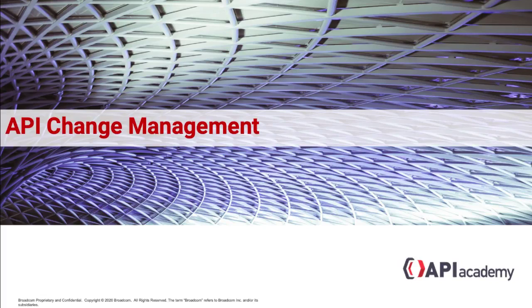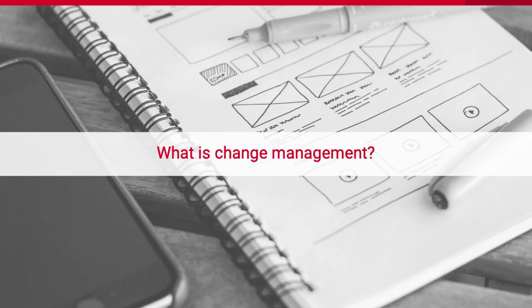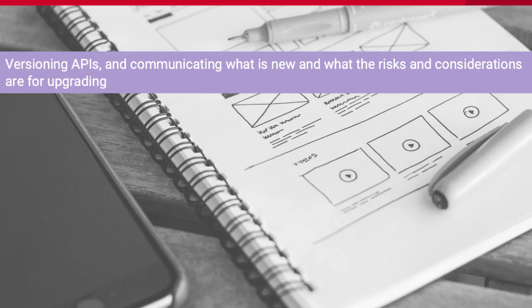In this video, API Change Management, we provide an overview of what API versioning is and how to approach the extending of the interface with minimal disruption to existing users. What belongs under the umbrella of change management? It includes versioning APIs and communicating what is new and what are the risks and considerations for upgrading.